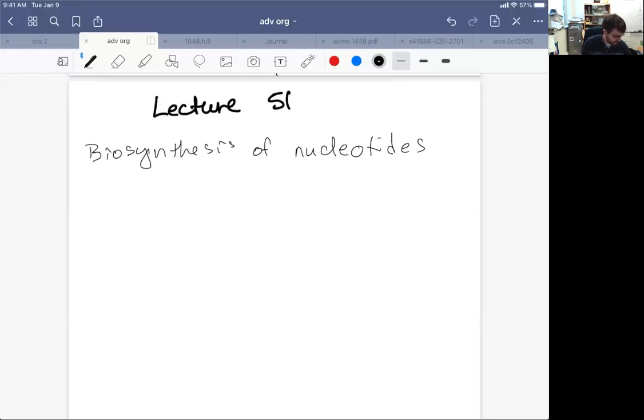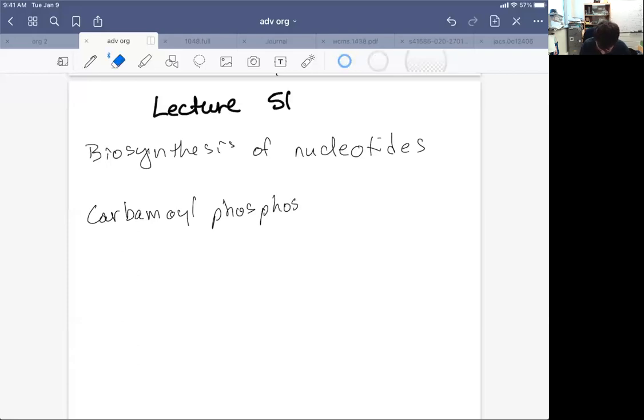I think that was helpful. And what they start with is the synthesis of an important precursor to these, and that's carbamyl phosphate.